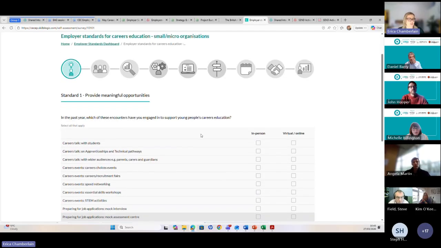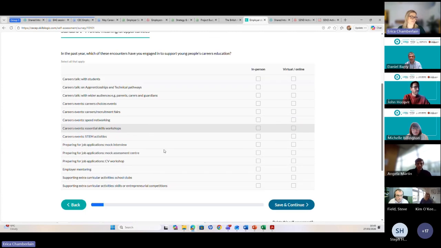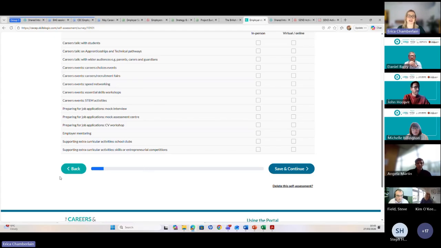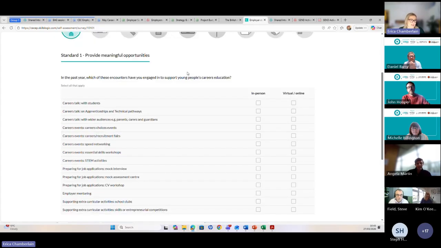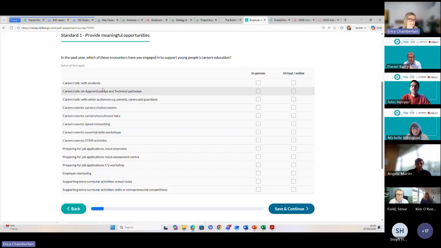And what I just want to reassure you is that standard 1 has more questions than any of the other standards. So what you'll notice is when you finish the standard 1 questions, this bar jumps quite far along. So the majority of the questions are at the start. And so you start on this. You're in the first standard, and it's just about selecting what you do. So in the past year, which of these encounters have you engaged in to support young people with their careers education? So just tick any that you've done, whether it's in person or virtual, and then you can continue.